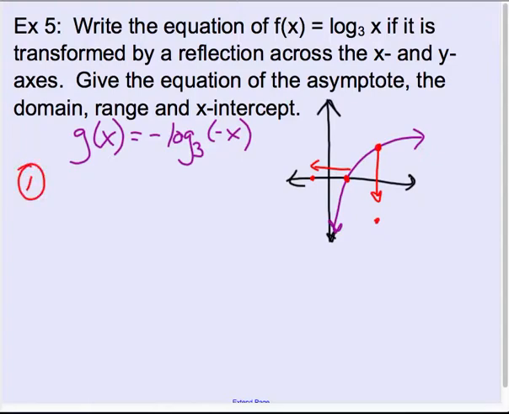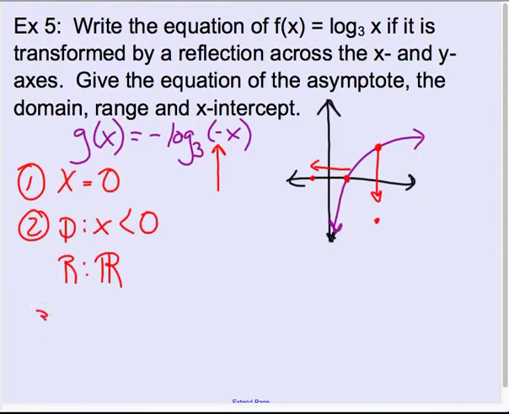All right, and getting all of our data, equation of the asymptote, when we reflected and reflected, that doesn't change. The only thing that changes the equation of the asymptote is a horizontal shift. So our equation is still x equals 0. That would be the y-axis is the asymptote. Domain and range. The domain, because we've got the reflection across the y-axis, that changes our domain to x is less than 0 instead of x is greater than 0, but our range is still all real numbers.